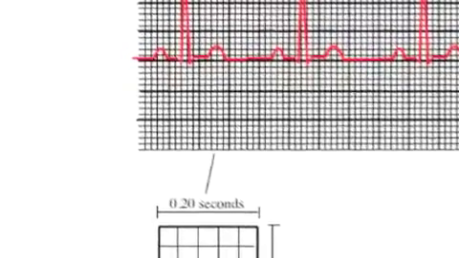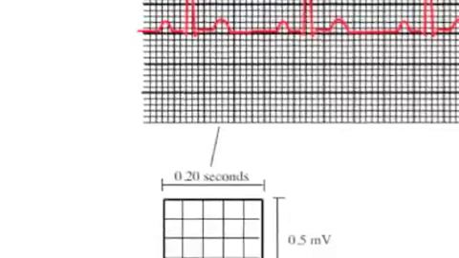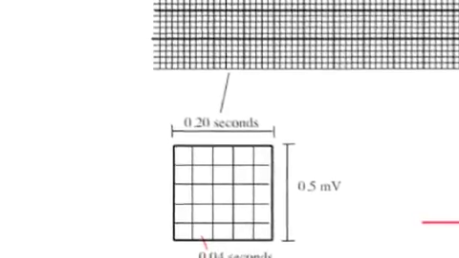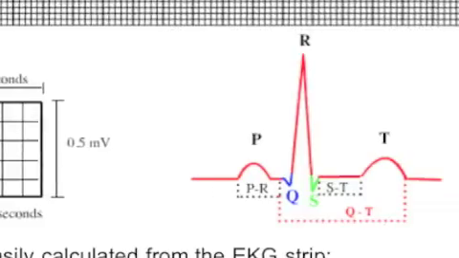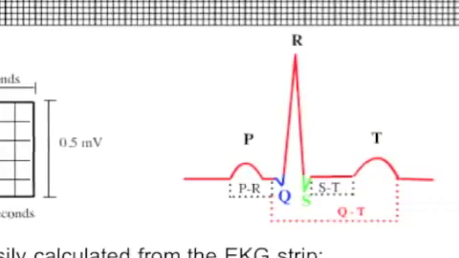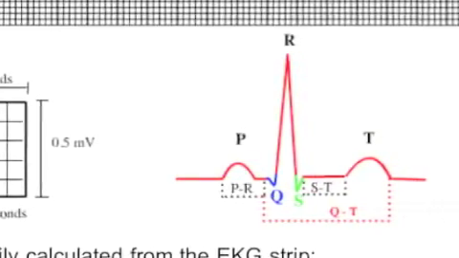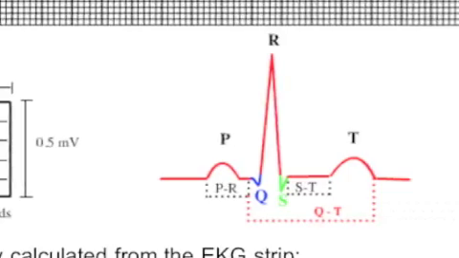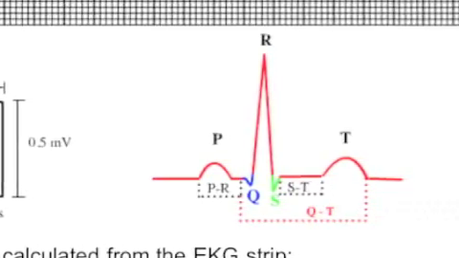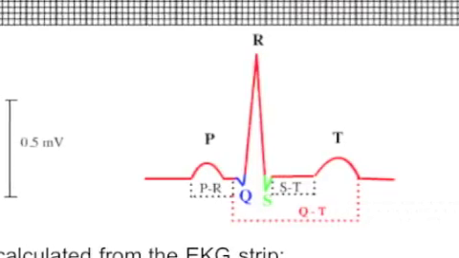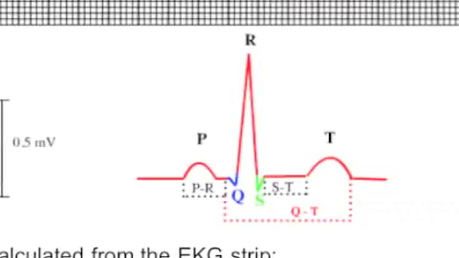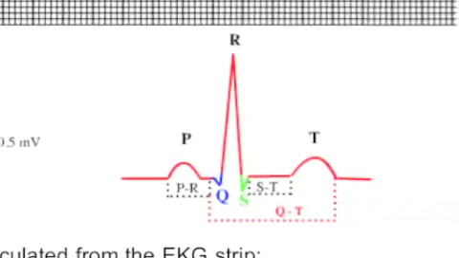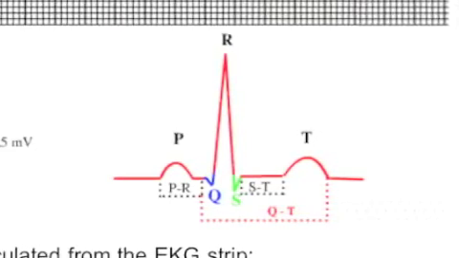All right, let's look at the EKG paper itself. Horizontally, each small box is 0.04 seconds in time. Each larger box is 0.2 seconds. Now we're going to look at the electrical interpretation of the heart on paper. You have the P wave, which is depicted here on this drawing, and that represents the atrial contraction. The QRS represents the ventricle, and the T wave represents the repolarization of the ventricle, getting back to baseline.